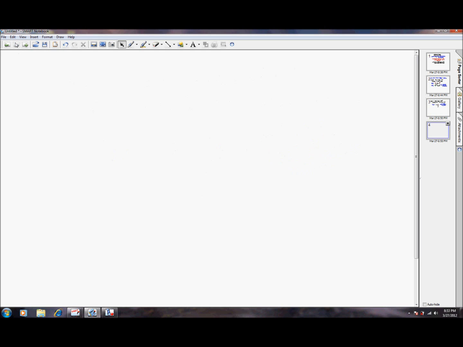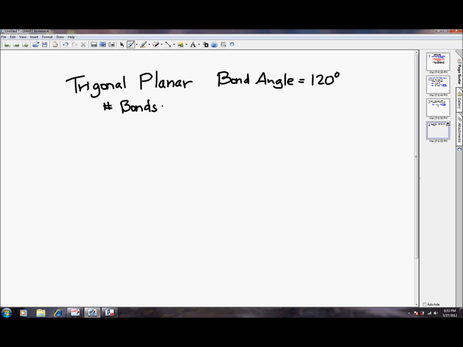Okay, let's look at our next one. Okay, our next shape is called trigonal planar. Trigonal meaning a triangle, and planar meaning in a flat single plane. The bond angle for a trigonal planar molecule is 120 degrees. The number of bonds is going to be 3. And the number of lone pairs is 0.